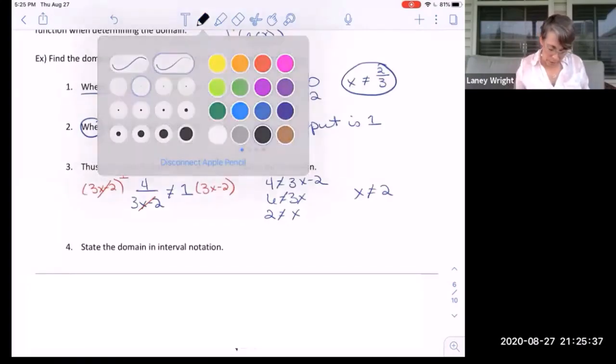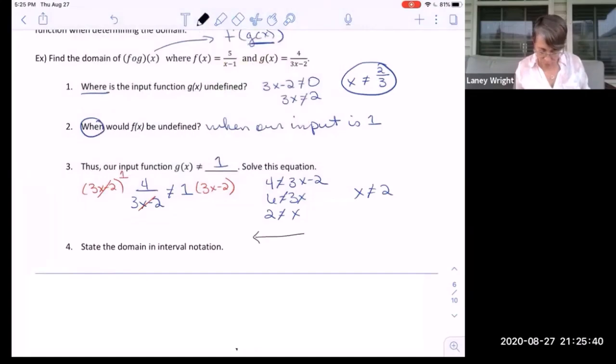So if we're going to do this in interval notation, 2/3 and 2 are the two numbers that we have to exclude from the domain. Everything to the left, everything in between, and everything to the right still works. It's just those two numbers. So if we're going to state it in interval notation, we have to note all 3 of those intervals.